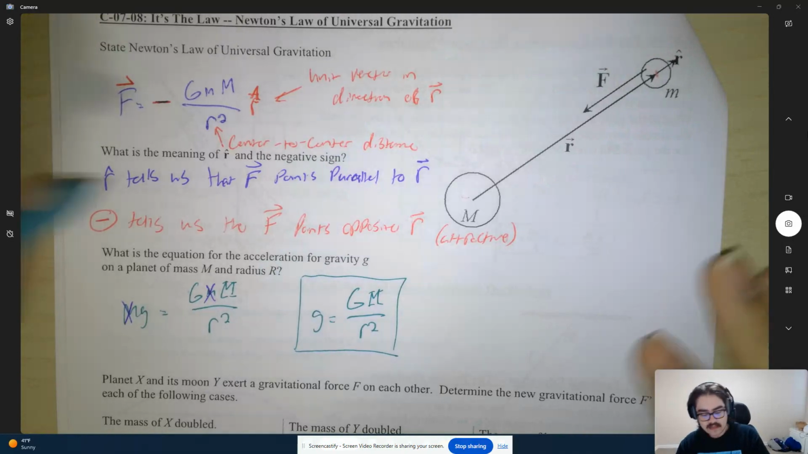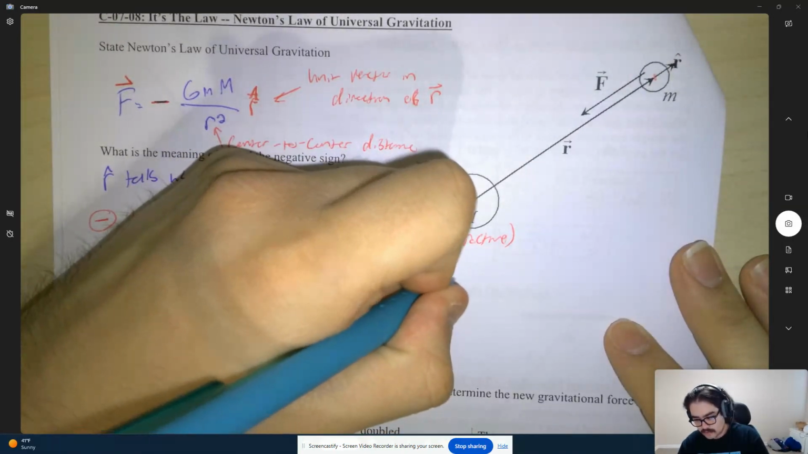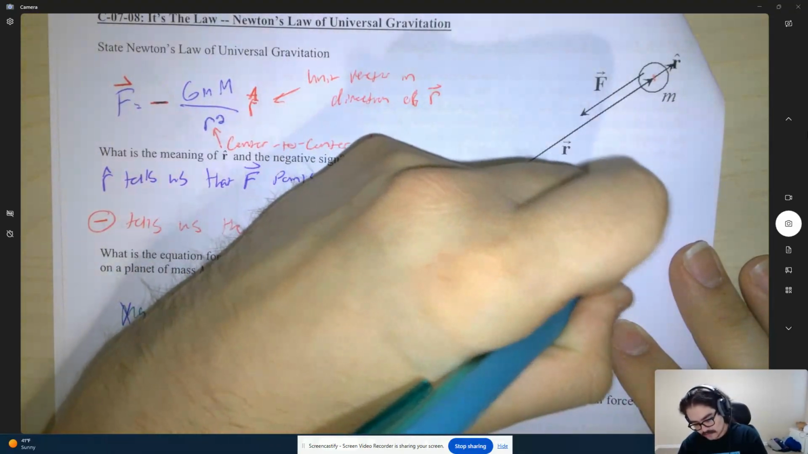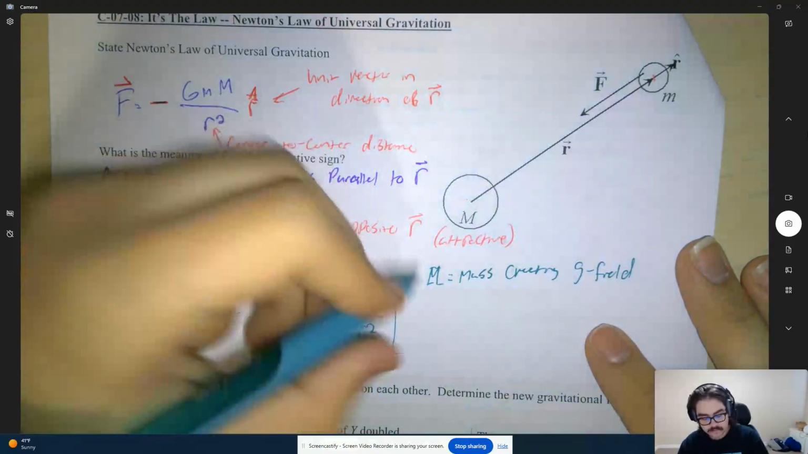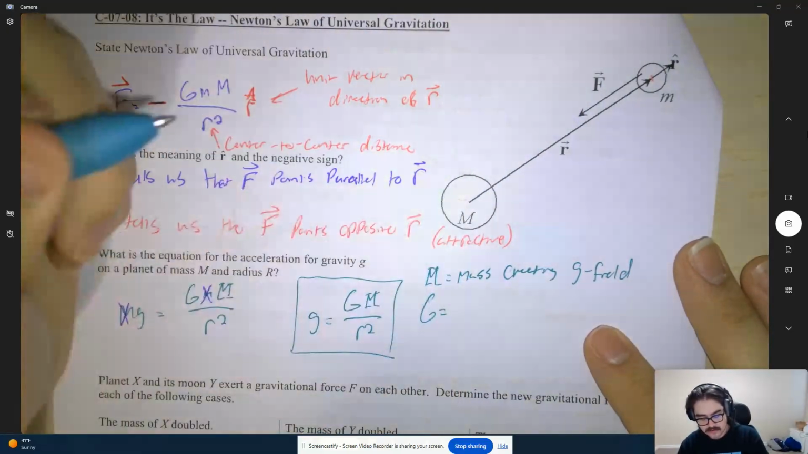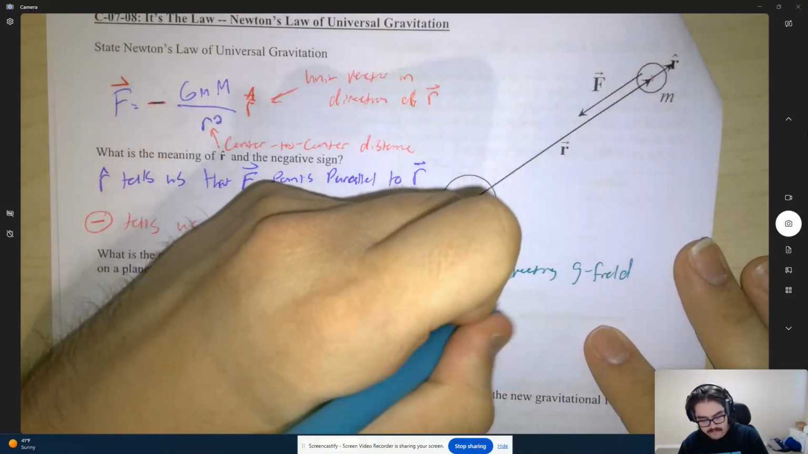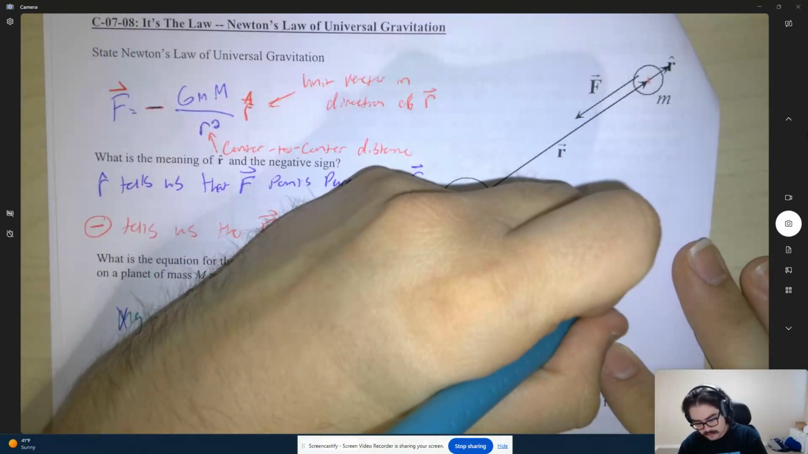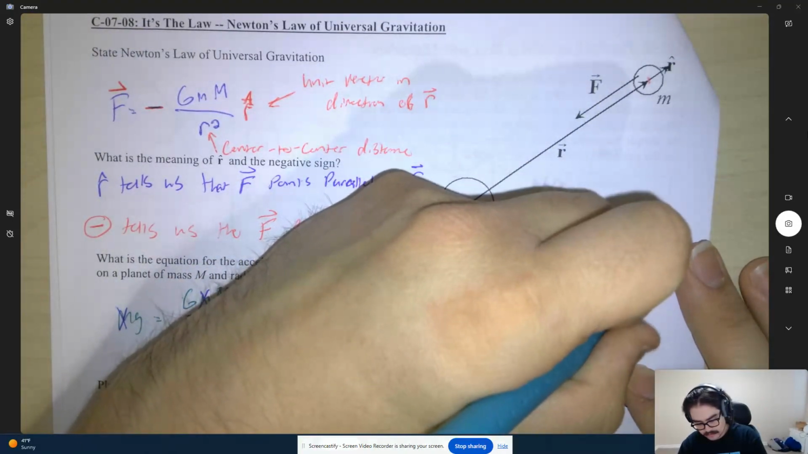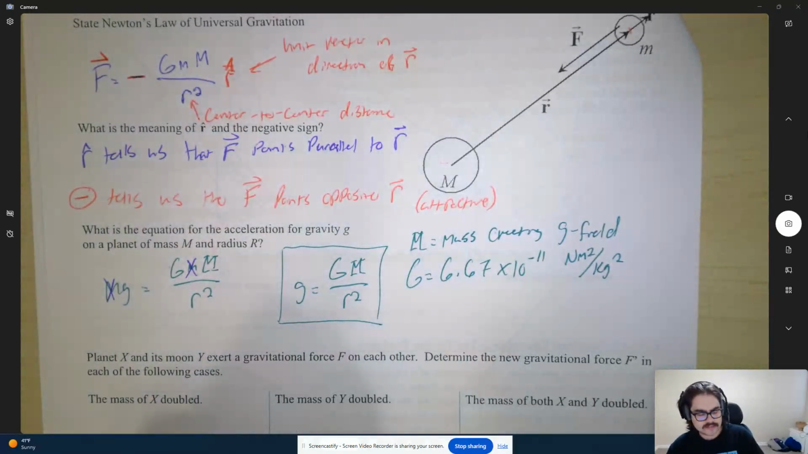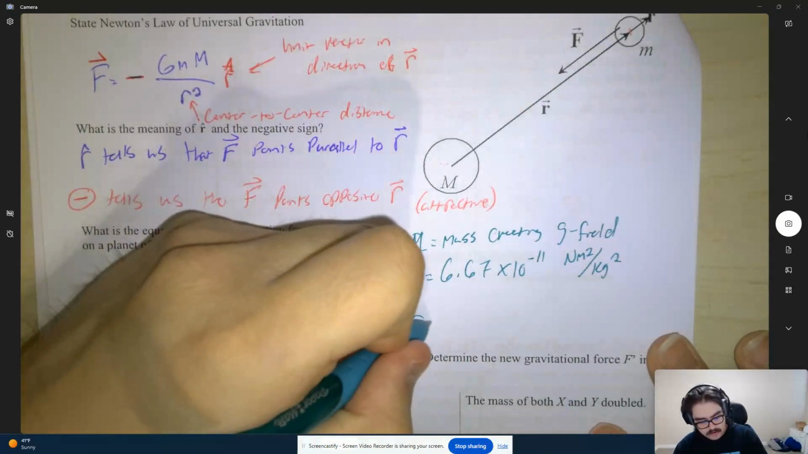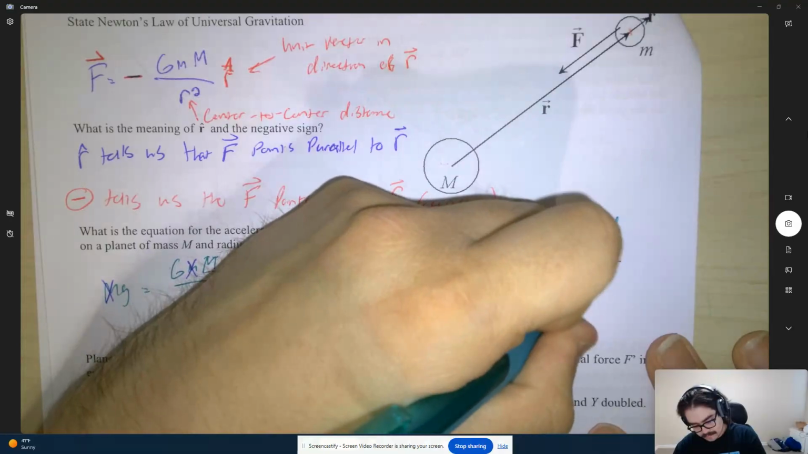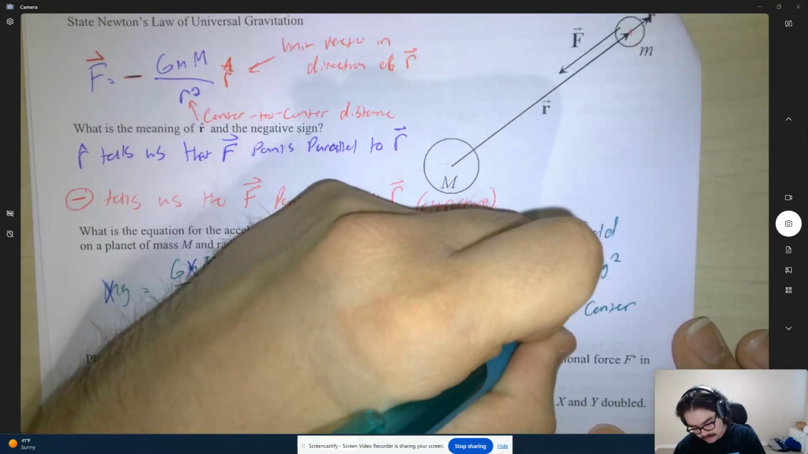Big M is the mass creating the g field, or the gravitational field. Big G is our 6.67 times 10 to the negative 11, and the units for that are newtons times meters squared per kilogram squared. That's our universal gravitational constant. And then r is the distance from M's center.